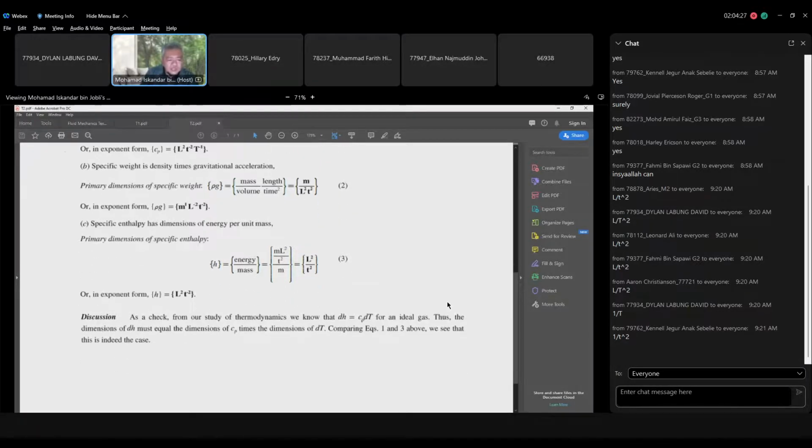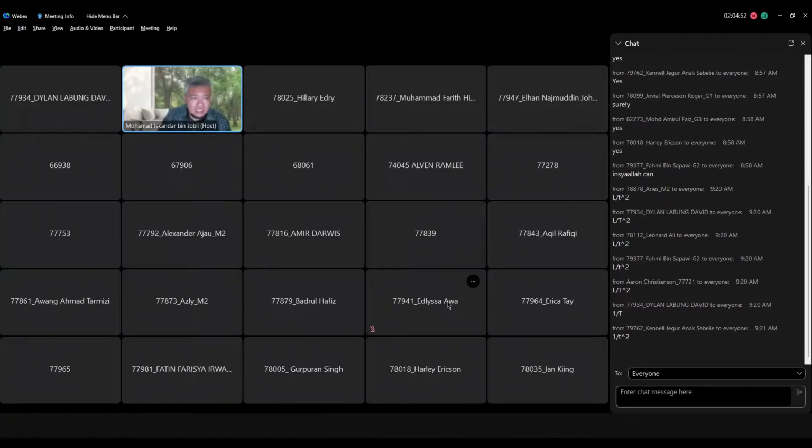And then the specific enthalpy, small h, meaning enthalpy per unit mass. I think we did this earlier in the lecture notes, so you must not have gotten this one wrong. It's the energy per unit mass, ML²/T² divided by M, so you have this in the end. All right, so that would be it.